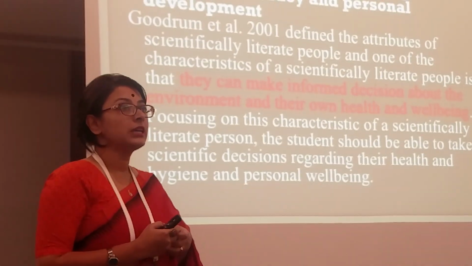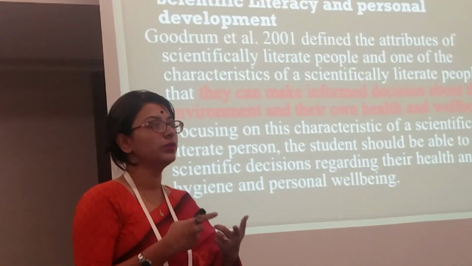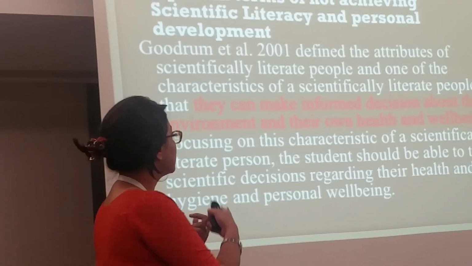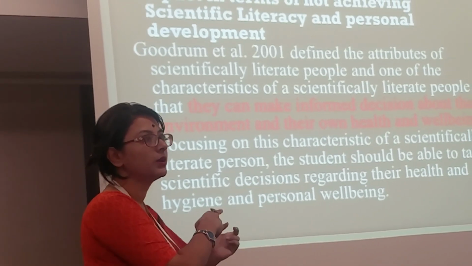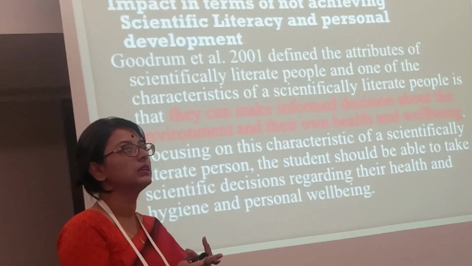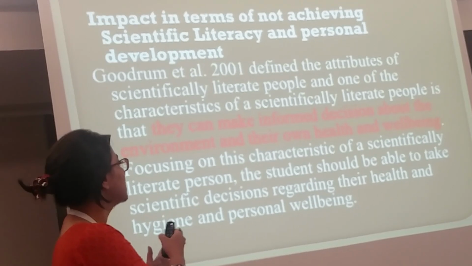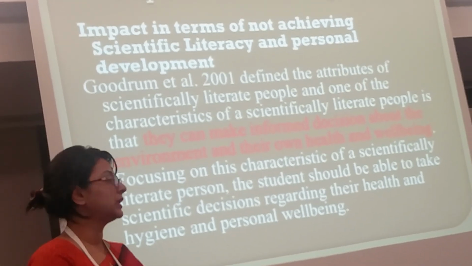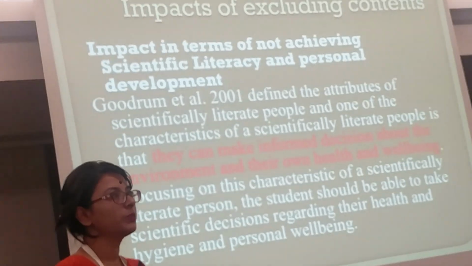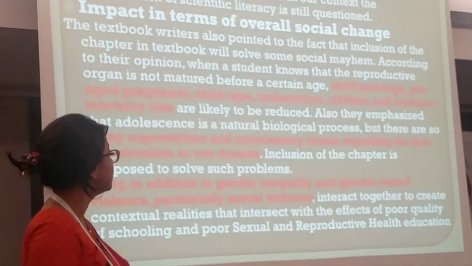So if we judge the impact, I have divided it into 2. First, the students are not scientifically literate, because, as I said in the first slide, one of the indicators of scientific literacy is that they can make informed decisions about their environment and their own health and well-being. But if they miss some topics in the textbook, their scientific literacy might have some gaps.